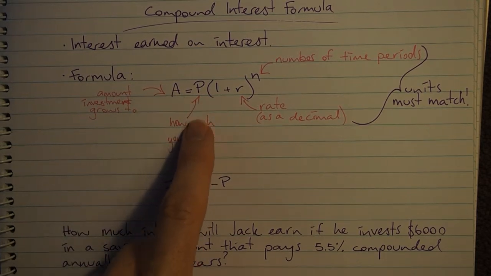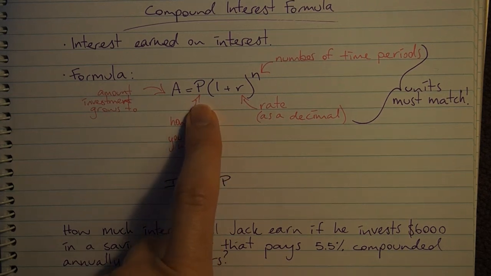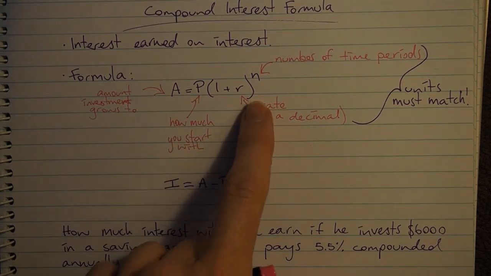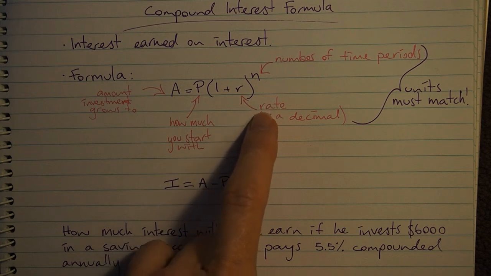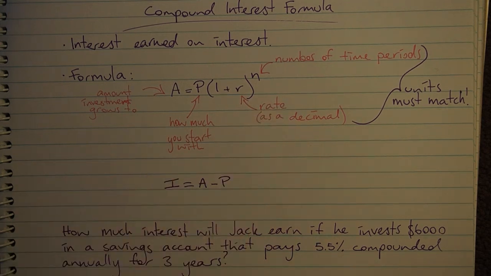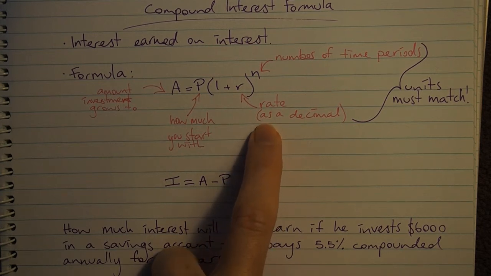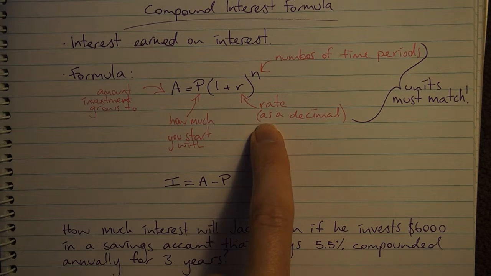P, same thing, is going to be the amount you start with. So of course we call that the principal, as being the first amount. R again is the rate. Now we express our rate as a decimal. So in any question, you're going to be given your rate as a percentage. So you might be used to hearing about interest rates at 3% or 1.5%. When we're using them in the formula, we have to convert them to a decimal. So we obviously divide them by 100 to do that.